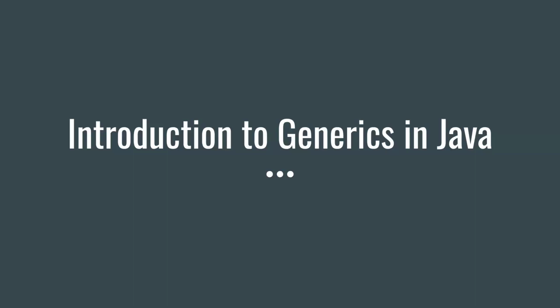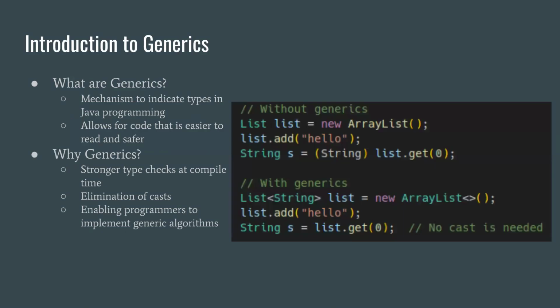Introduction to generics in Java. Hello, everyone. Today we're going to look into one of Java's powerful programming features, which is generics. Generics allow us to write flexible, reusable, and error-free code. They were introduced to strengthen type checks at compile time, eliminating the need for casts and allowing for the implementation of generic algorithms.